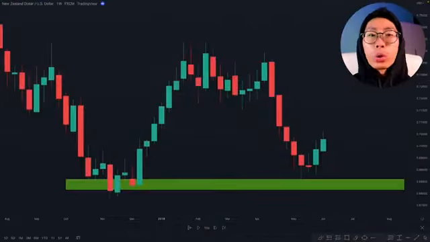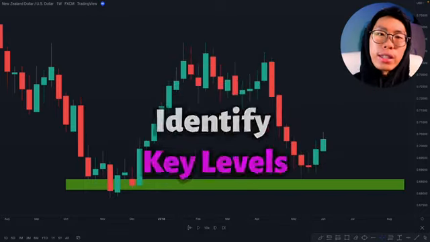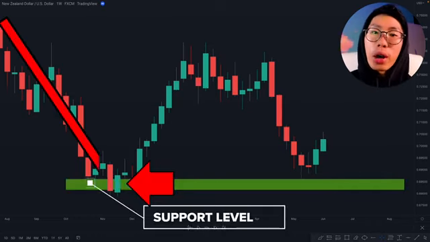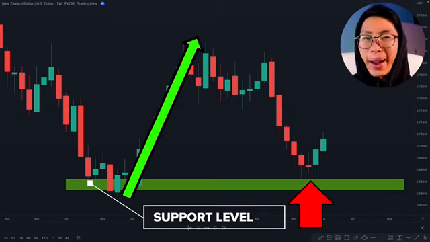The first thing before we do anything is to identify key levels. As you can see, there is a very strong support level right here, because this is where price hits and then reverses from. And now, guess what? We are back here again.